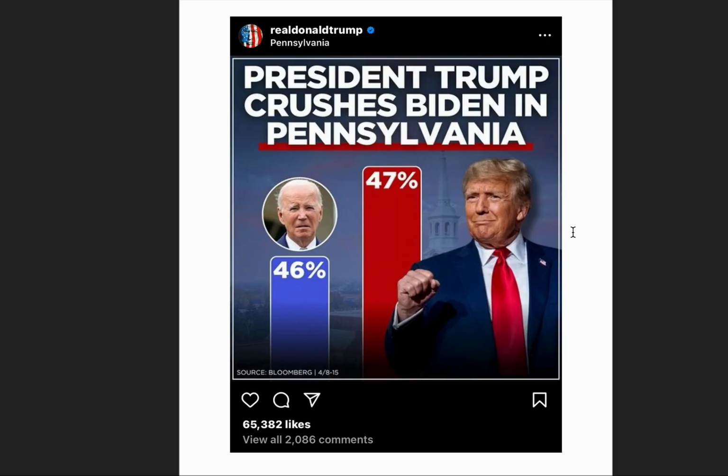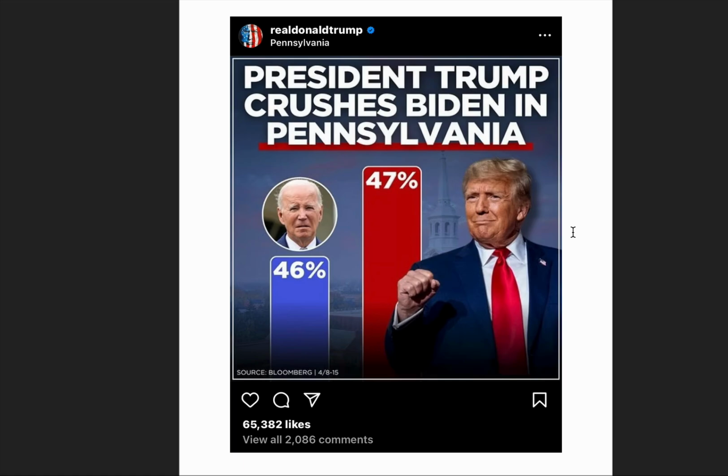The encoding method includes a vertical bar where height represents percentage, different colors for each candidate, and position along the x-axis. In terms of Few's taxonomy, this is a nominal comparison, comparing values across different categories. Now, why is this bad? This is a textbook example of manipulation.